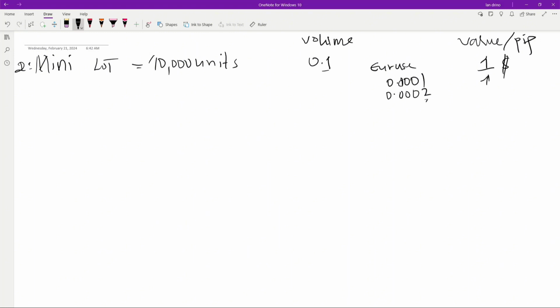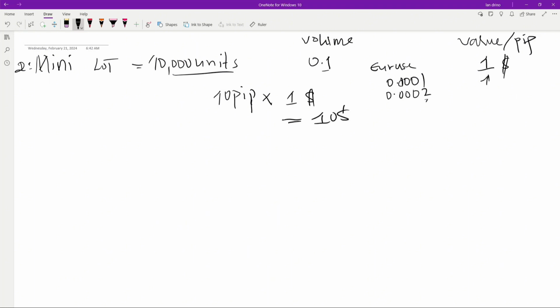That's why we talk about units, because we are referring to denominations. Now let us assume that you make 10 pips in the market. You are trading 1 mini and you make 10 pips in the market. Now, how much are you going to be making? You are going to multiply 10 pips times the value per pip, which is $1.